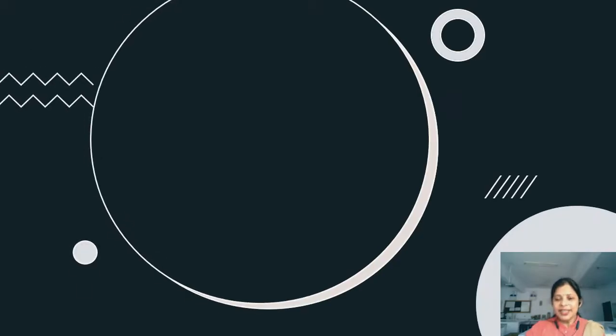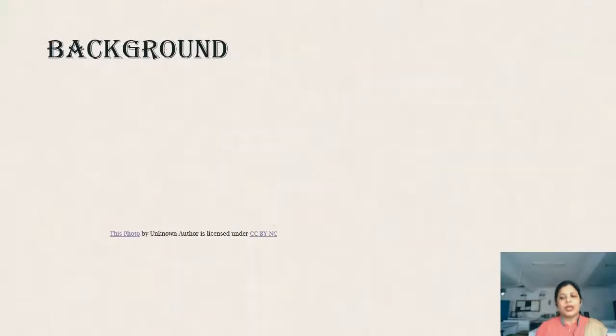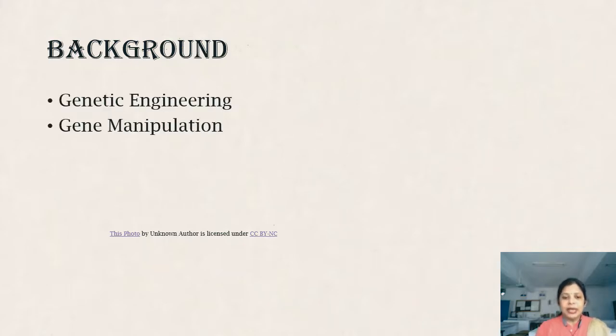Hi everyone. We'll be studying restriction enzymes today. This is a part of your chapter 11 for class 12 students, and it's a very important tool for recombinant DNA technology. Now, you're already aware about genetic engineering, gene manipulation, and you know the structure of DNA from your previous unit.